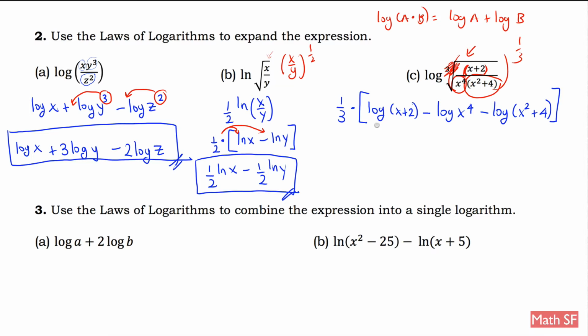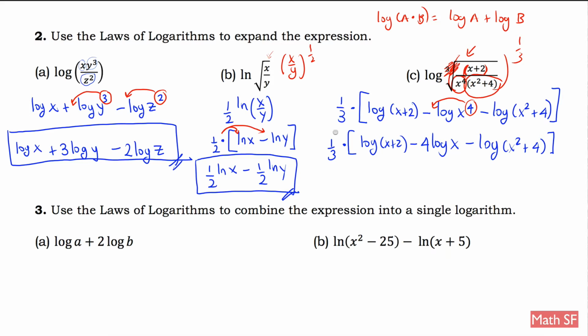Now going back to the problem, you cannot expand this one here. However, the law of logarithms tells me that this 4 can go in front, multiplying, and this one here I cannot do anything with. I can't even factor it. So all I have to do is put 1/3 times, bracket all of this. So log of x plus 2 minus 4 log of x minus log of x squared plus 4.